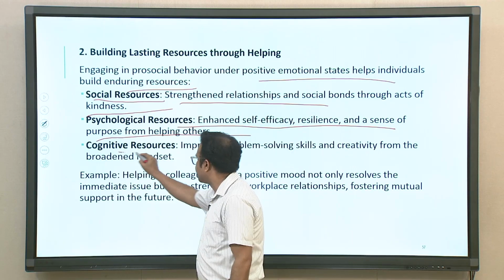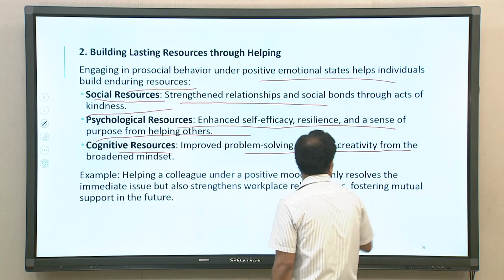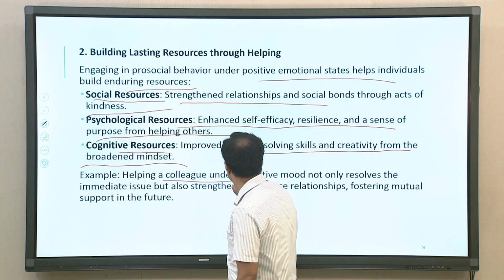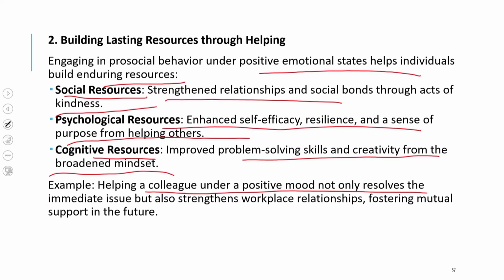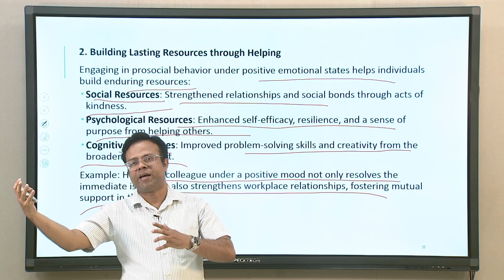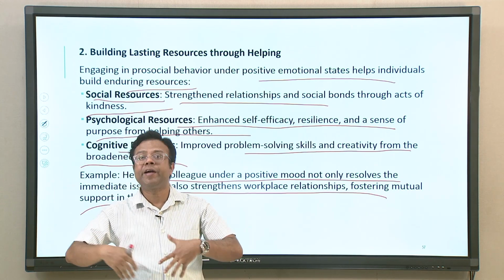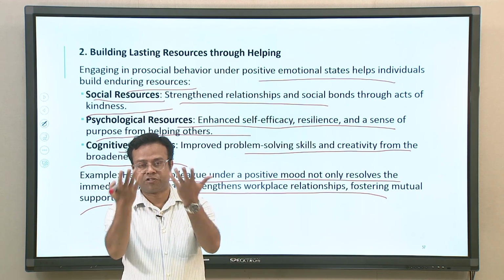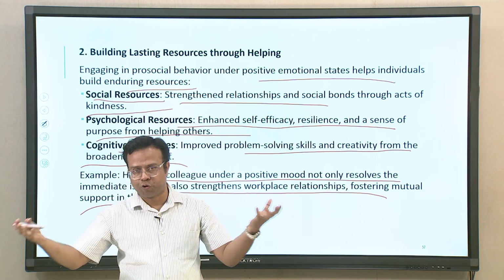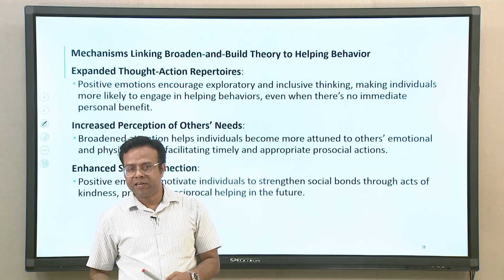It can also increase cognitive resources, improving problem-solving skills and creativity from the broadened mindset. For example, helping a colleague under a positive mood not only resolves the immediate issue, but also strengthens workplace relationships, fostering mutual support in the future. So, positive emotion builds resources which can be helpful in terms of helping other individuals, or helping individuals can also promote many of these things that are mutually positively influenced by both positive emotions and helping behaviors. So, what is the mechanism here?